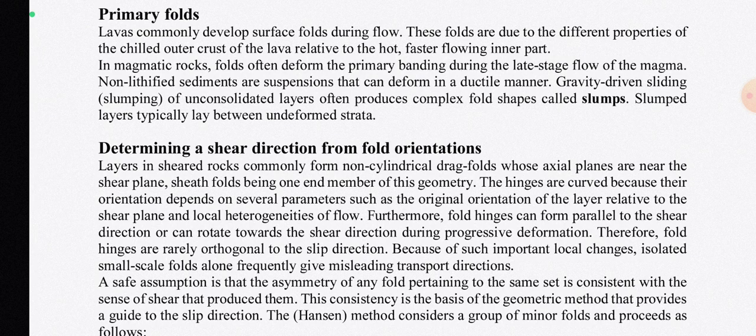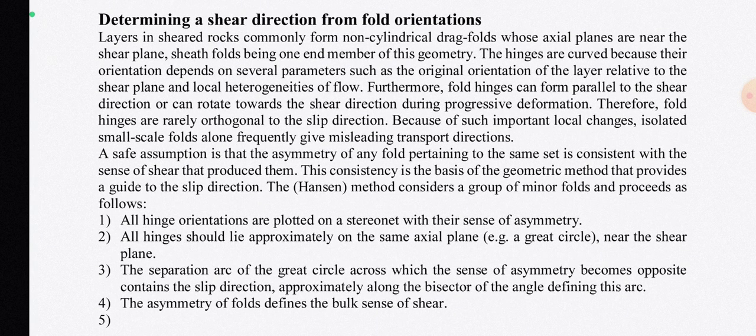Gravity-driven sliding and slumping of unconsolidated layers often produces complex fold shapes called slumps. Slumped layers typically lie between undeformed strata, determining a shear direction from fold orientation. So layers in sheared rocks commonly form non-cylindrical drag folds whose axial planes are near the shear plane.